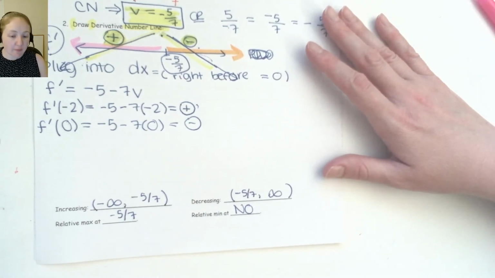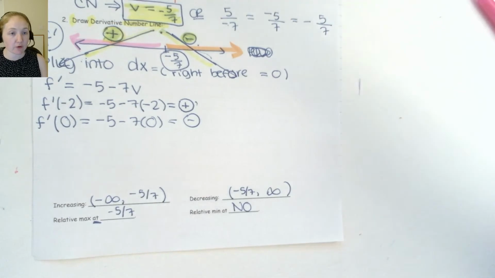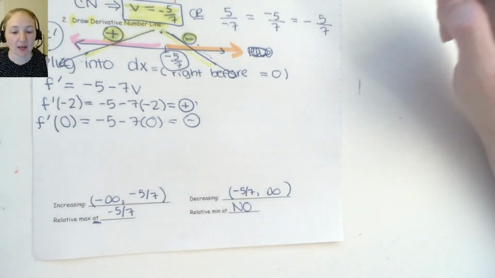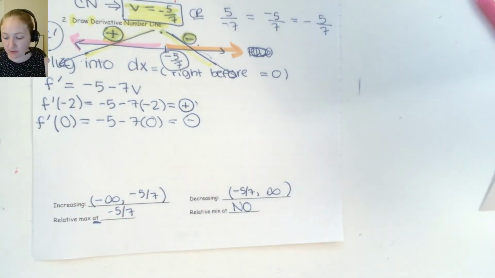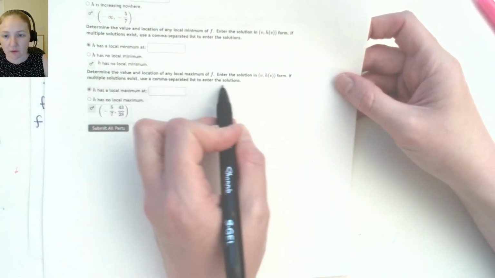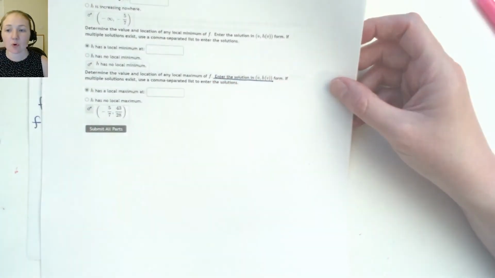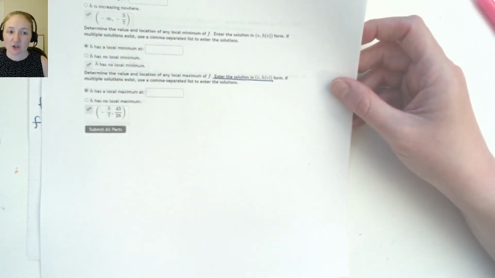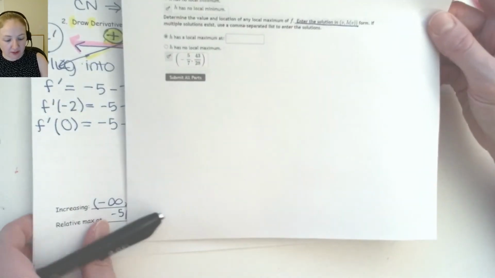Now, you'll remember that for the relative max, if it says "at," whatever follows is understood to be an x value. However, there is a little bit of an issue here with the way that the homework software is presenting this. It says determine the value of the local max, and then it says enter the solution in point form. So they actually want the coordinate for it. So here's the deal, you guys.